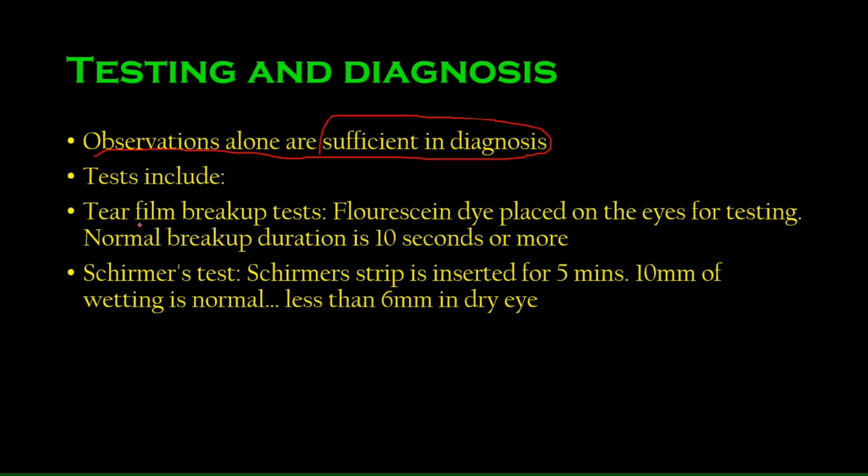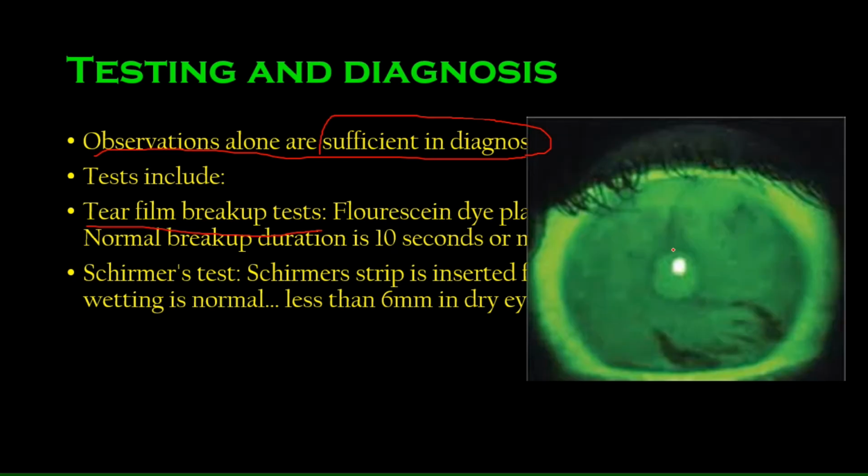But if you really want to do tests, there is a test called the tear film breakup test. In this test, certain dyes are dropped onto the surface of the eye. It looks somewhat like this, and the dye is then illuminated with a special kind of light. This greenish thing is actually the illuminated tear film. Normally the tear film will stay intact for 10 seconds if the patient doesn't blink. The patient is specifically told not to blink.